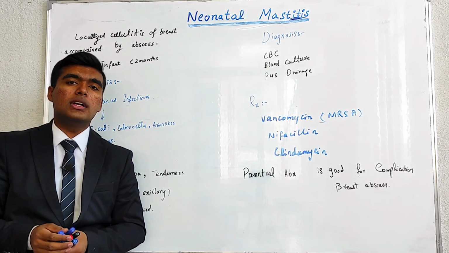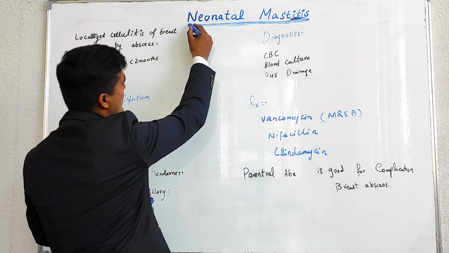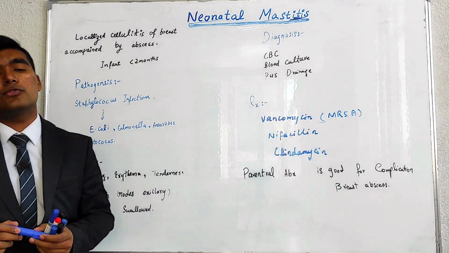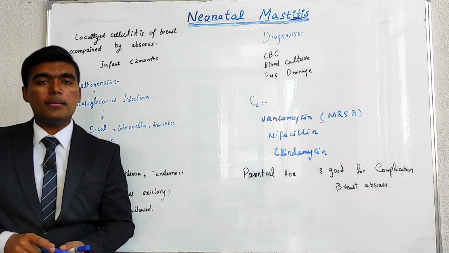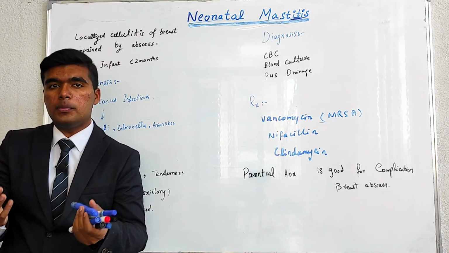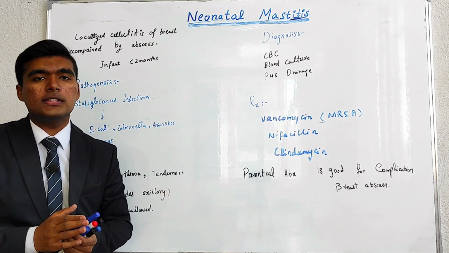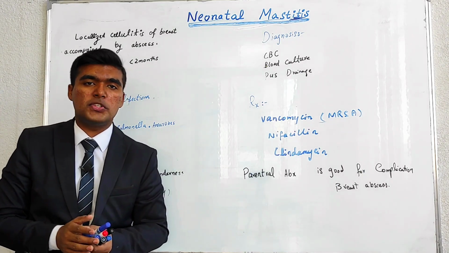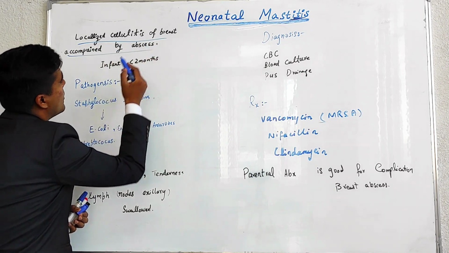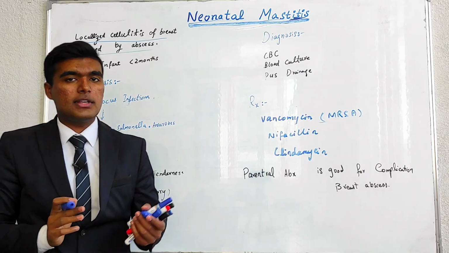So let's first talk about what neonatal mastitis actually is. The word is showing its fate: neonatal from neonates, and mastitis, where -itis is from inflammation and mast is from breast. So it is an inflammatory condition, or we can say cellulitis of the breast, which is localized, and ultimately that cellulitis is accompanied by an abscess formation. So localized cellulitis of the breast accompanied by an abscess formation occurs most commonly in infants less than 2 months of age.